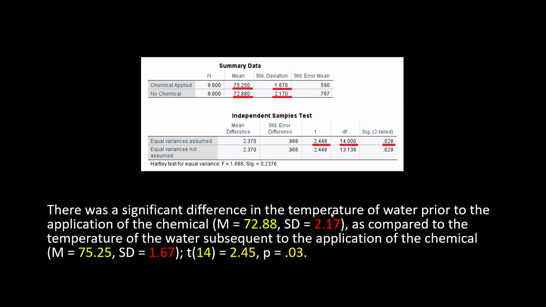There is a significant difference in the temperature of water prior to the application of the chemical as compared to the temperature of water subsequent to the application of the chemical. P equals 0.03, which is less than our alpha value of 0.05, so the P is low, the null must go, and that is it. So that's where we're going to end today.